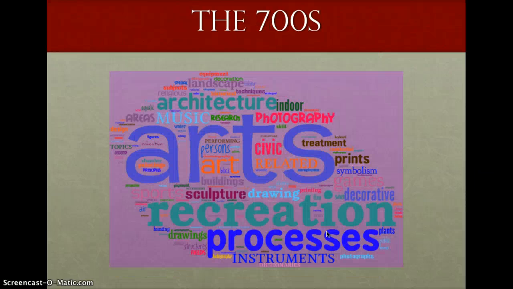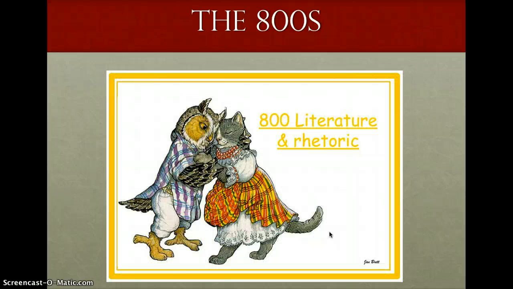In the 700s, we find a wide range of topics involving arts and recreation. We have art, we have crafts, we have sports, organized sports like baseball, basketball, as well as individual sports like swimming, archery. We have walking, running, jogging, also magic tricks, card tricks. They're all in the 700s.